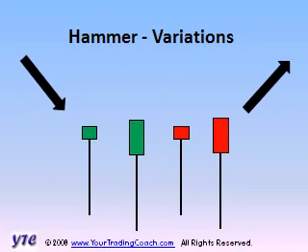So which of these are hammers and which aren't? Well, all exist at the bottom of a downtrend. All have a lower shadow greater than 2 times the size of the real body, with confirmation of price trading above the high of the hammer. So all of them are valid hammers.